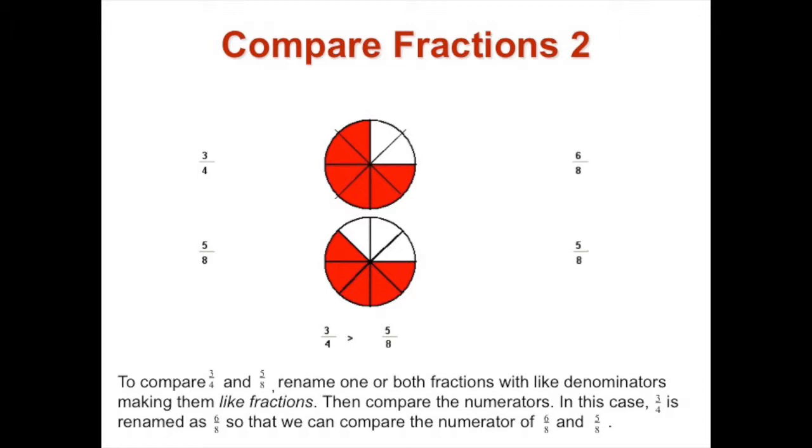Compare fractions 2. To compare 3/4 and 5/8, rename one or both fractions with like denominators, making them like fractions. Then compare the numerators. In this case, 3/4 is renamed as 6/8 so that we can compare the numerator of 6/8 and 5/8.